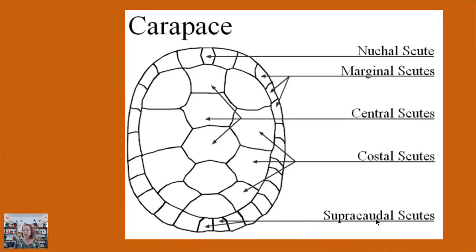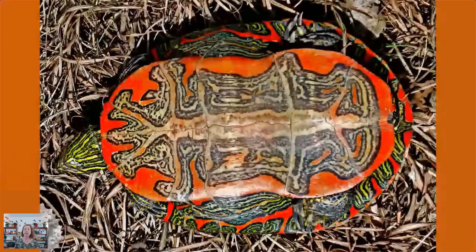Meg says, what scute is under the head? Well, they're above. So these are all the scutes that are above. And so the head is under the nuchal scute. Right. Yeah. Rebecca is talking about what they eat. Depending on the species, they eat a wide range of things.